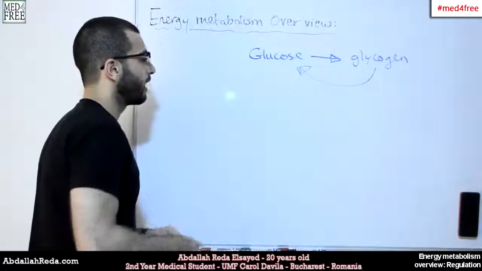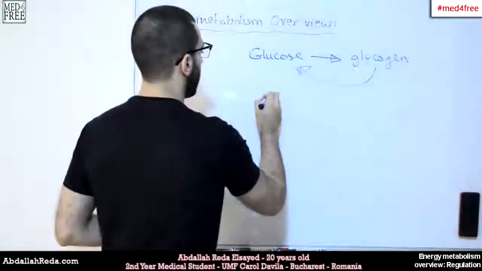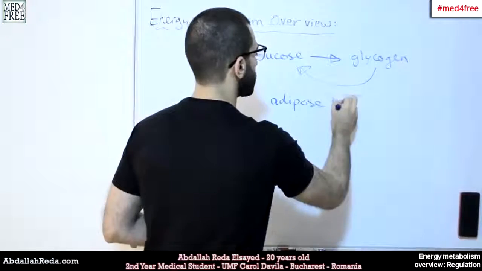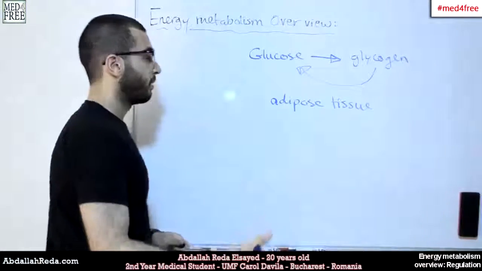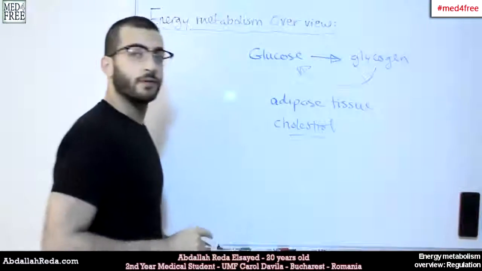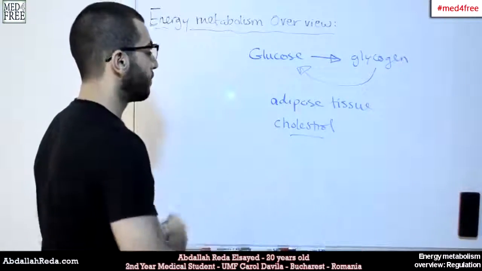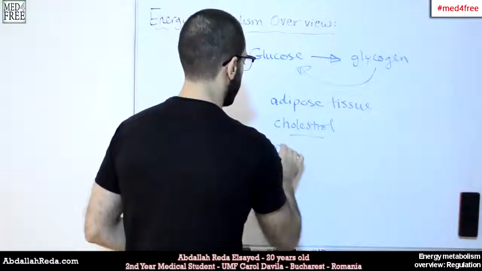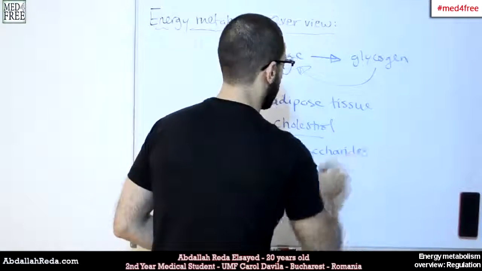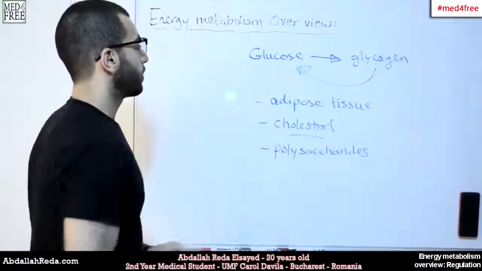We also need to know that we have other structures. For example, we have fatty acids. They are stored in the adipose tissue. So they are important in the formation of adipose tissue. We have cholesterol, which is important for the formation or the synthesis of structures in the cell membranes. We also have polysaccharides. Polysaccharides are essential for the structures in the intracellular matrices, and so on.